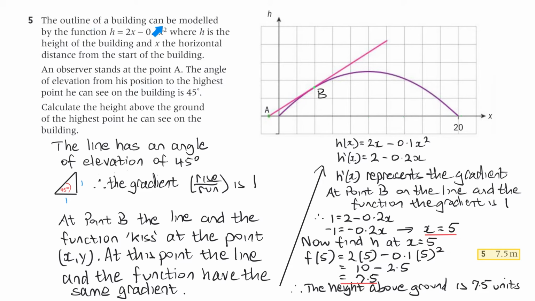Question 5, the outline of a building can be modelled by this function here, where h is the height of the building and x the horizontal distance from the start of the building. So that's the front of the building here, the start of the building, and that models the shape of the building to here. An observer stands at point A. We don't know the point A, but we know it.